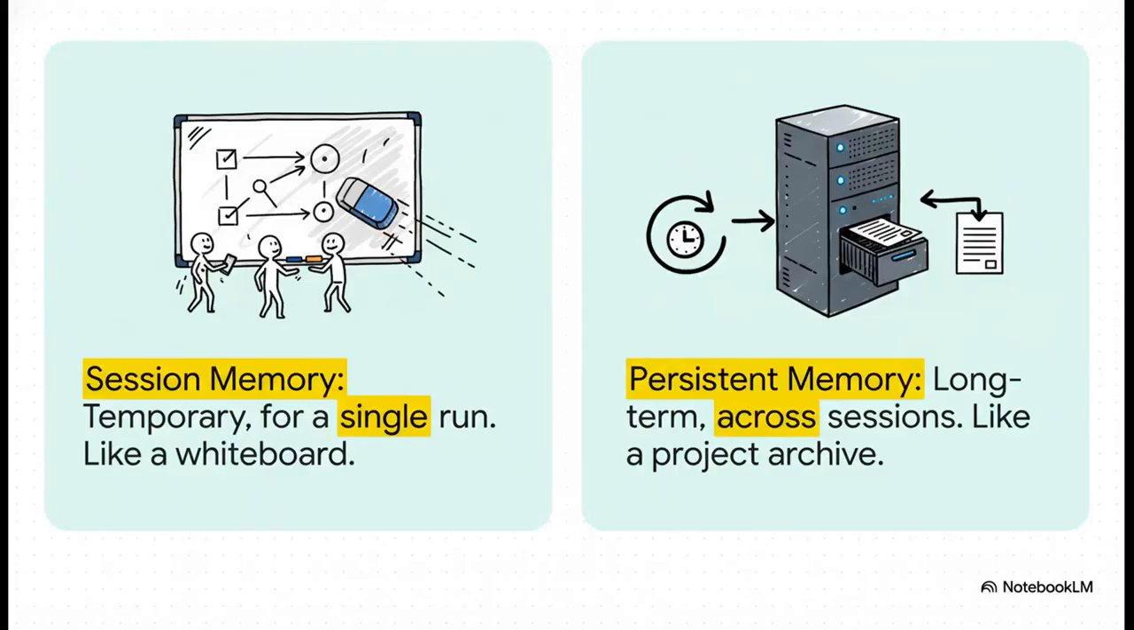It is so crucial to understand the 2 types of memory here. Think of session memory, that shared workspace, like a whiteboard in a meeting. It's temporary, it's just for the task at hand. But persistent memory, that's the project archive. It uses a real database, so that if a project takes days or weeks, the agents don't forget what they were supposed to be doing in the first place.